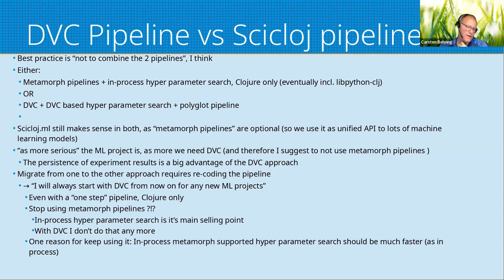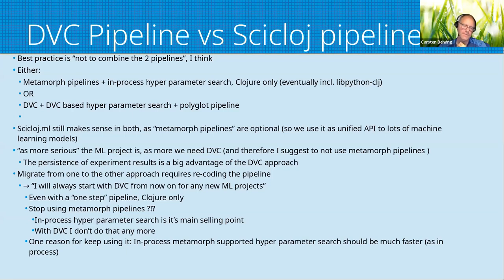Now, will that mean that I stop using Metamorph pipelines? Maybe yes. I think the answer is yes. Because the big selling point why we developed Metamorph pipelines was in-process hyperparameter search. But with DVC, we don't do in-process hyperparameter search. We do out-of-process hyperparameter search. So the only reason to eventually keep the Metamorph pipelines would be that it's much faster.